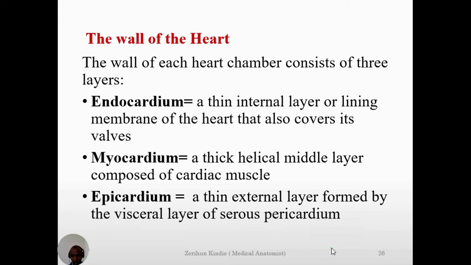So the heart has three wall layers: the endocardium, the most internal one; the myocardium, the middle one; and the epicardium, the most outer part. The endocardium is formed from epithelial cells, which are called endothelium. The myocardium is mainly formed from cardiac muscle cells. The epicardium is formed from mesothelium, which is a part of serous membrane.